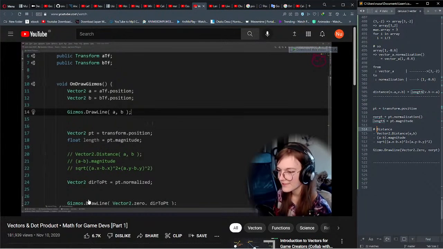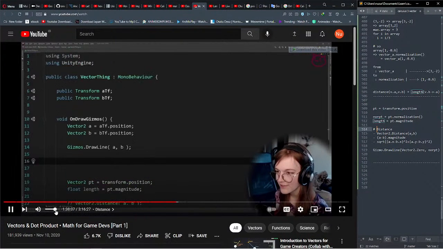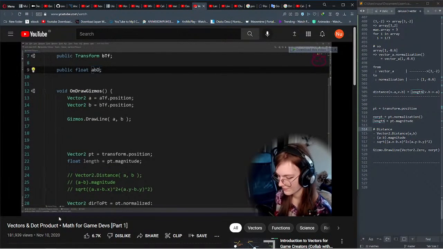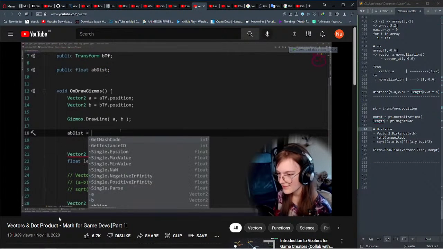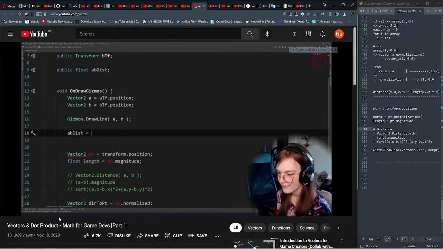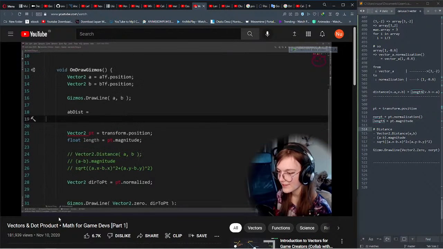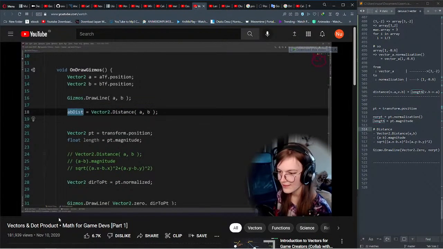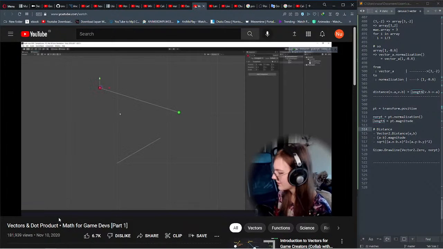But we want to know the distance of that. So if we want to know the distance, I guess we can print it in the inspector or something. So if we want to know the distance, then again, we can use everything we typed here, right? So we can do vector2.distance. And now we should set this value right here.